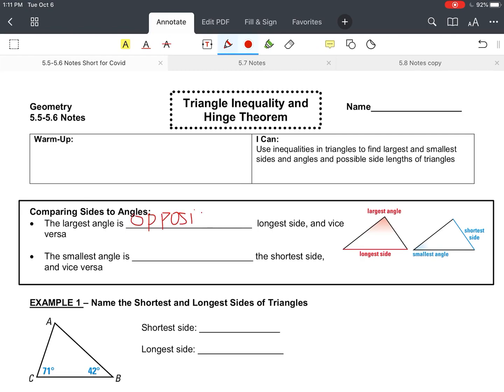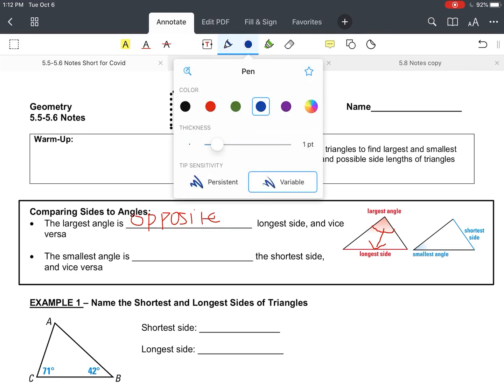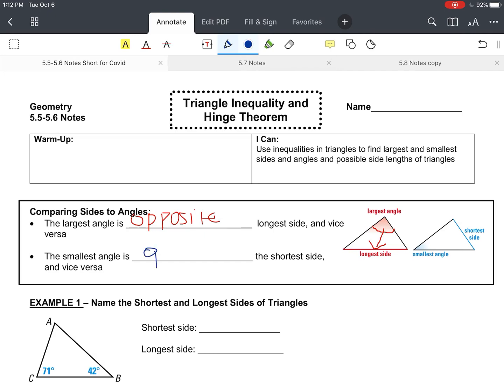The largest angle will always be opposite the longest side, and vice versa. So my largest angle here is at the top, so the opposite is all the way across from the triangle, and that will give you the longest side. Vice versa, the longest side will be opposite the largest angle. The smallest angle will also be opposite the shortest side and vice versa.